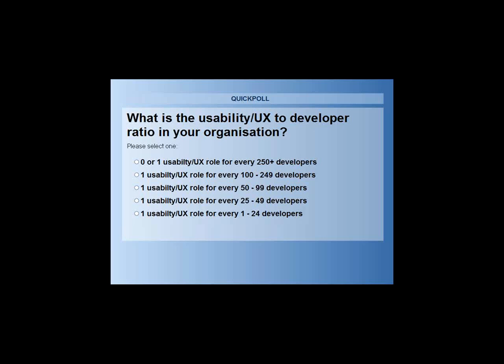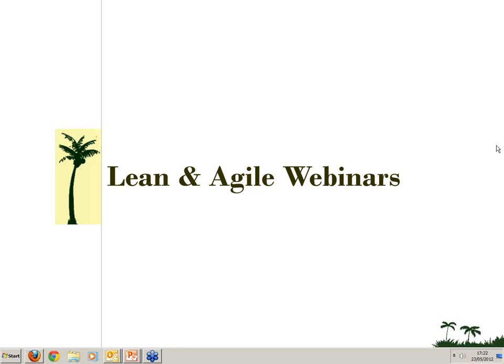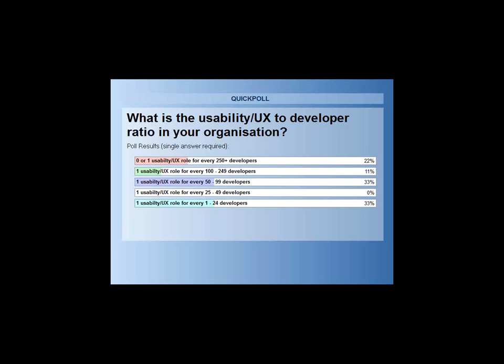Okay, we'll close this poll. We need to press on. So here come the results. We have a third of you showing one usability or UX person for every 1 to 24 developers, which is really excellent. I mean, that's the kind of answer I would like to see.